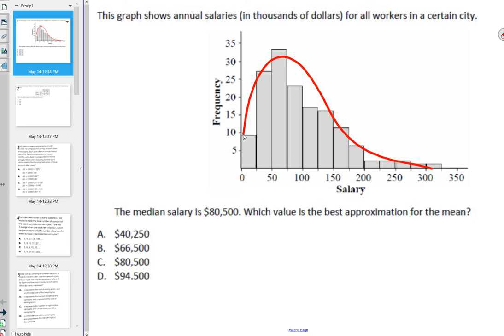Skewed where? Yeah, skewed to the right. You can say positively skewed because that's where the tail is. We do it based on the tail. And we learned that the mean is always going to be on the side of the tail. Mean and median are both measures of center. The mean and the median are both supposed to be close to the middle. But the mean is always going to be on the side of the tail.